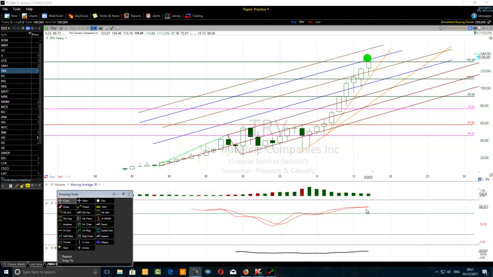When the stochastic is below 20, we go to another lower time frame, and we see a bearish chart pattern. We can take advantage of those bearish chart patterns.